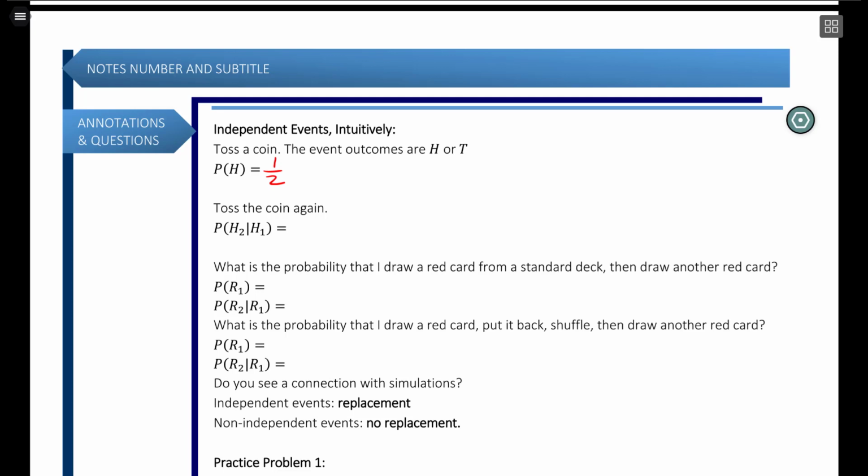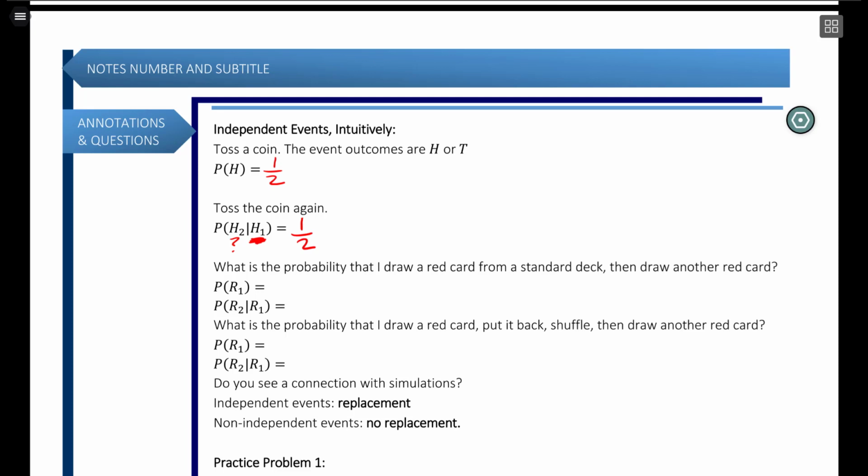Now, you toss a coin again. We want to know the probability of getting heads that second time, given that we got heads on the first one. If you toss a coin, you get heads, we know that's a 1 out of 2 probability. But if we toss a coin that second time, did the fact that you got heads the first time change the probability of getting heads the second time? And the answer is no.